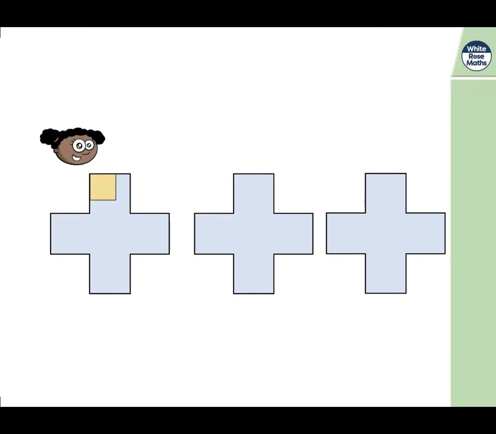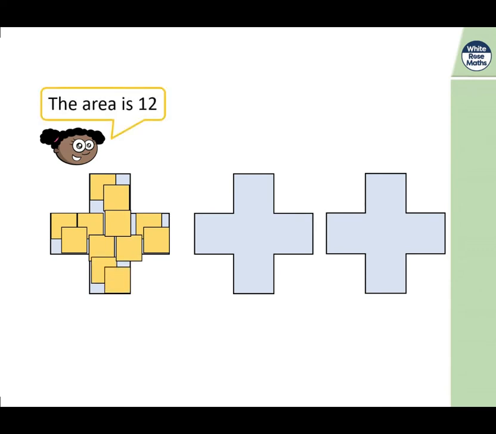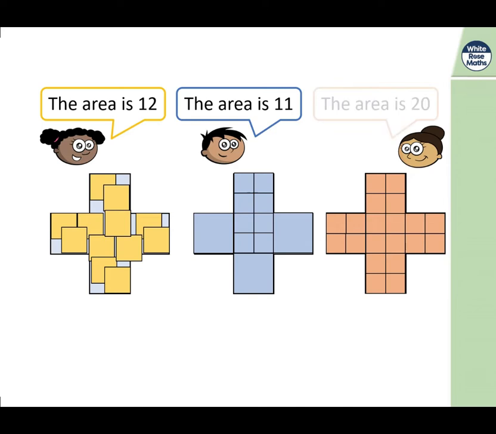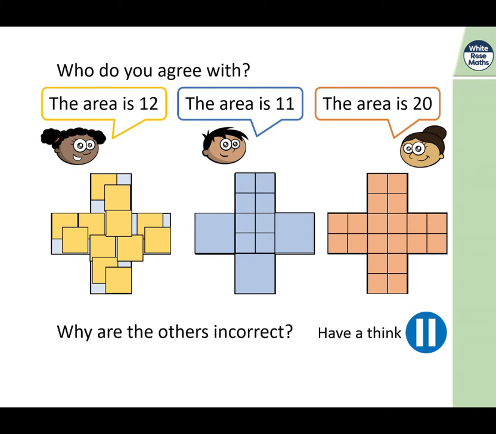What about these shapes? Whitney's having a go here. Whitney has used 12 squares, so she thinks the area of that shape is 12. Amir's here. What's Amir going to do? Amir is using 3 large squares and 8 small squares, so he thinks the area is 11. Hi, Dora. Dora is using small squares. She's used 20 of them, so she thinks the area is 20. Who do you agree with, and why are the others incorrect? Pause the video and have a think, and come back to me when you've got an answer.